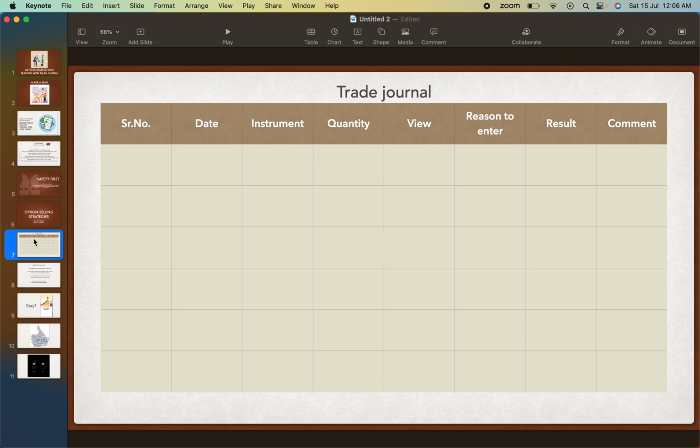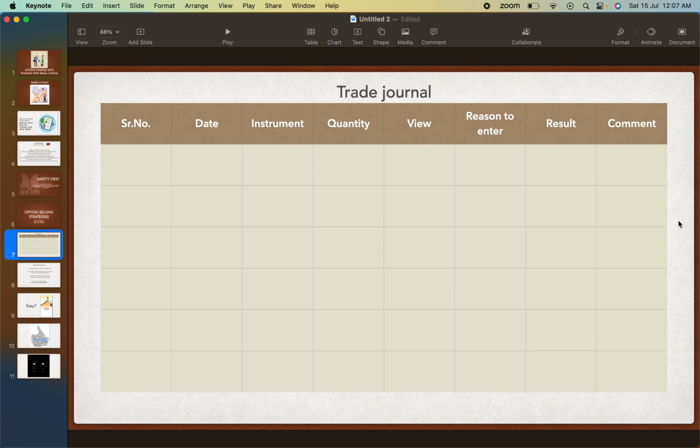Whatever trades you are doing, whether it is option buying or option selling, you have to maintain a trade journal. That is compulsory. That will help you review at the end of the week or at the end of the month what your hit ratio is, how much discipline you have followed, how many trades you have taken, are you overtrading, are you over leveraging, what is your quantity, are you following your rules.